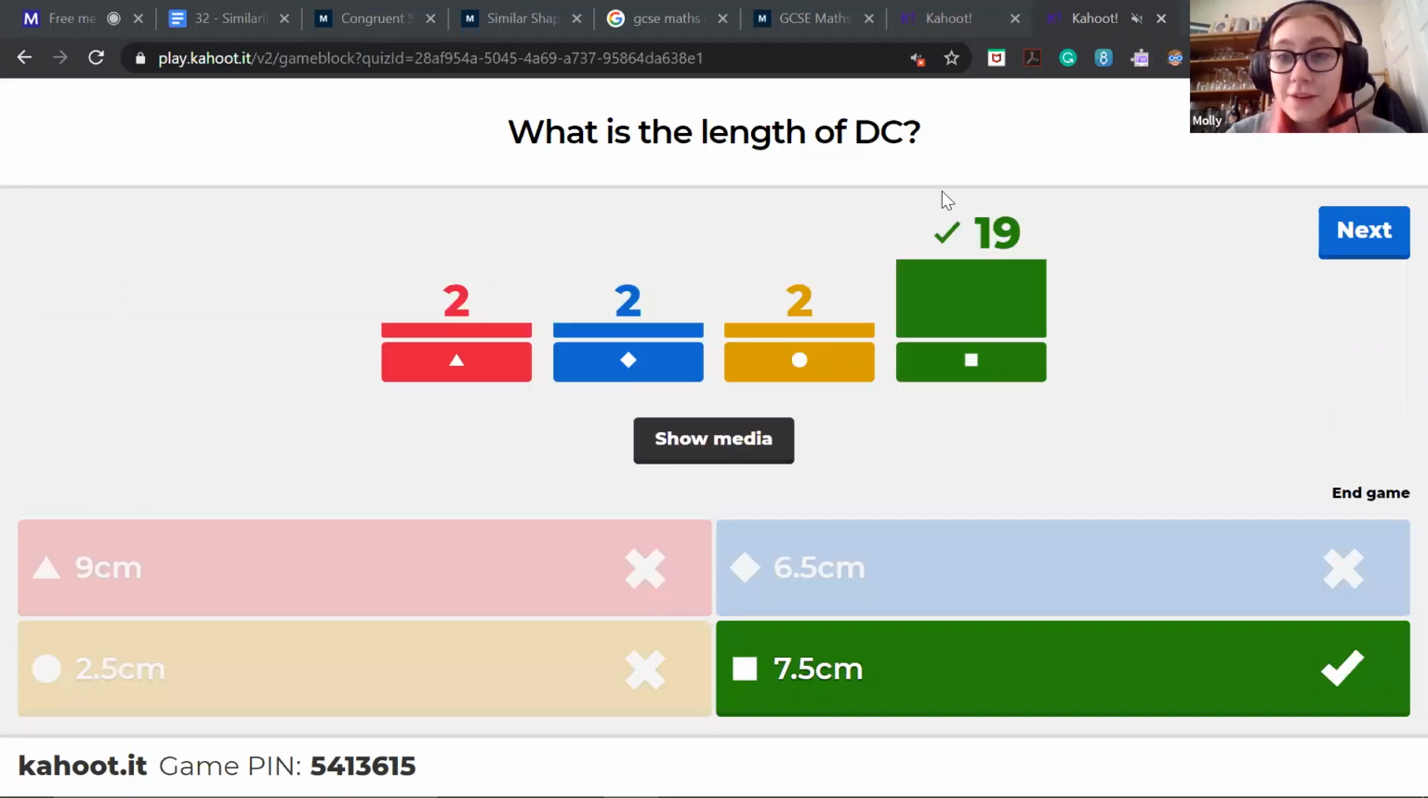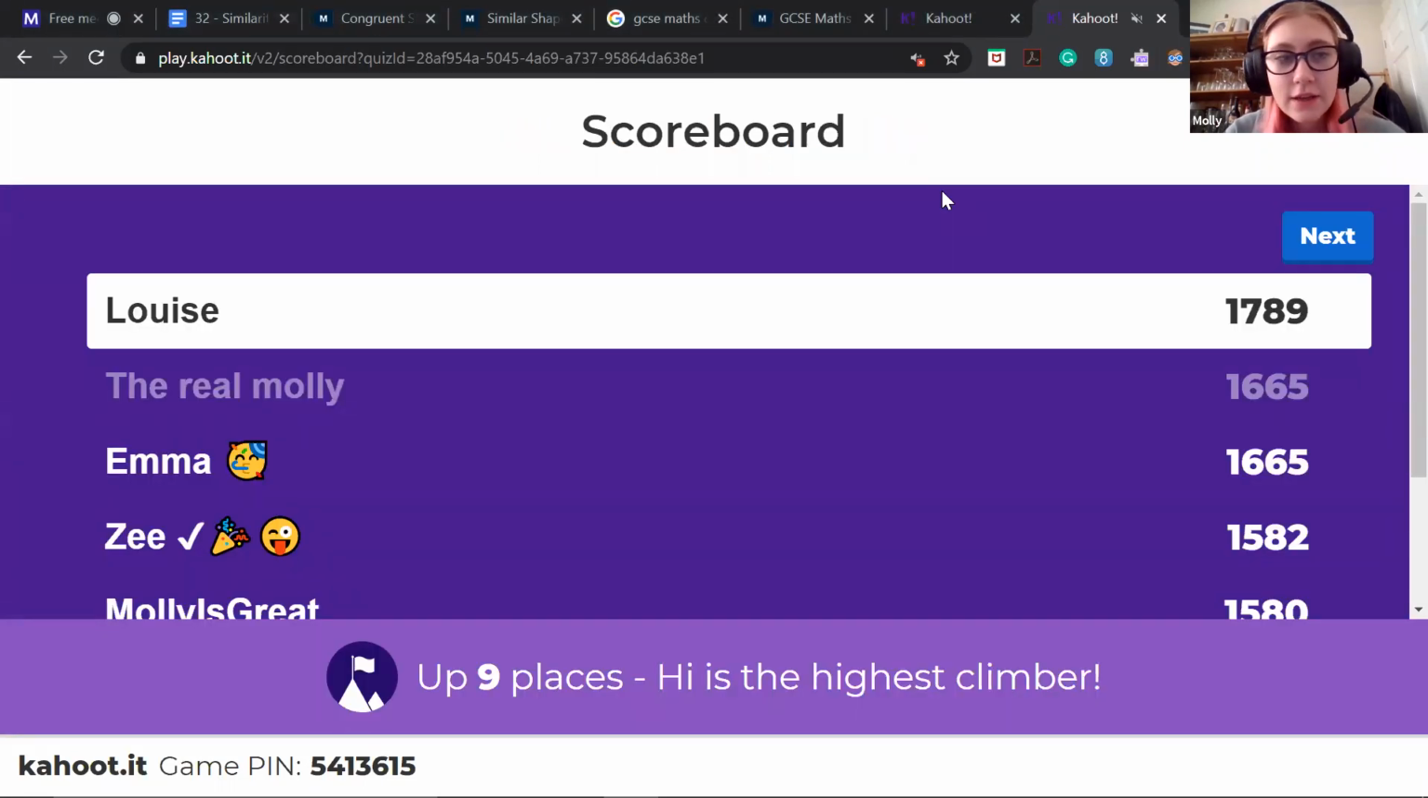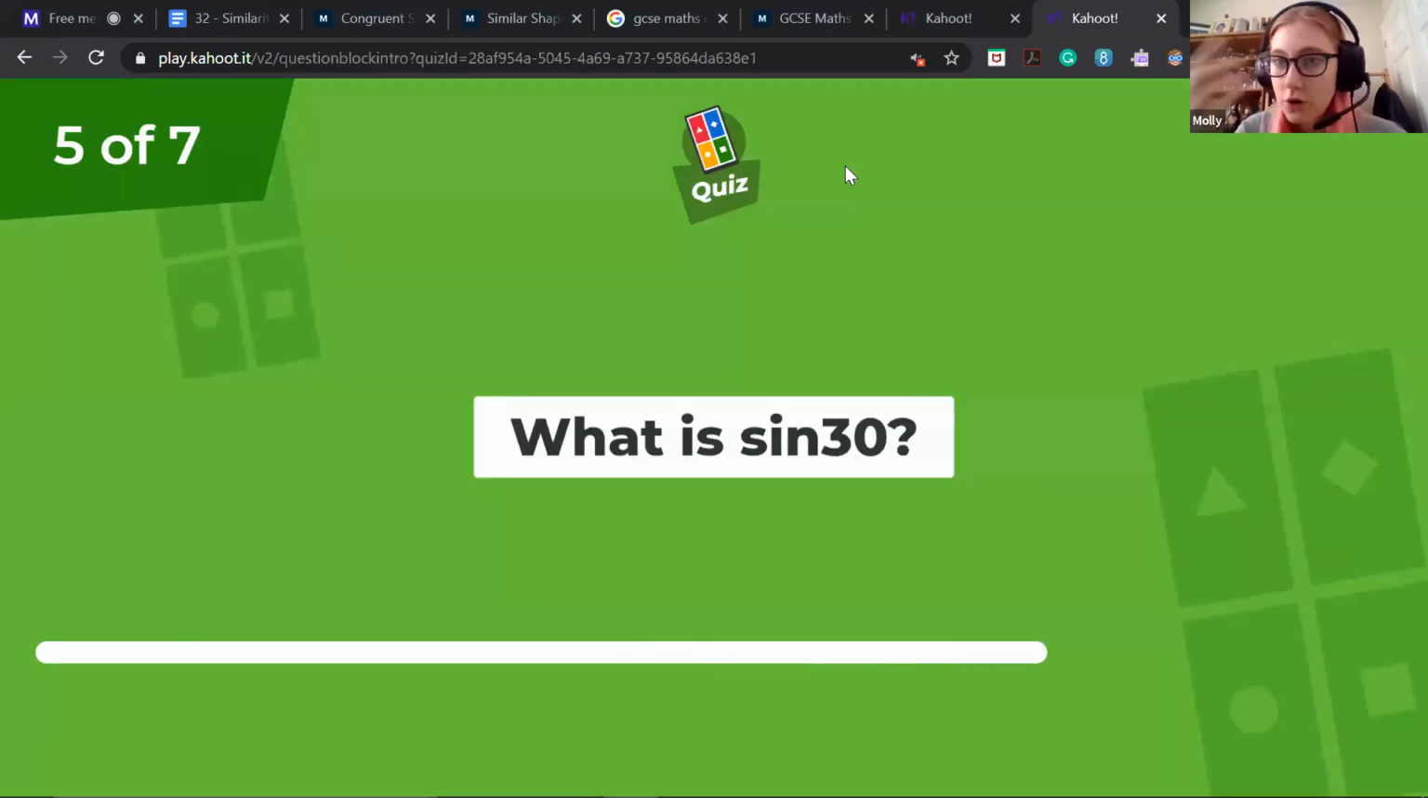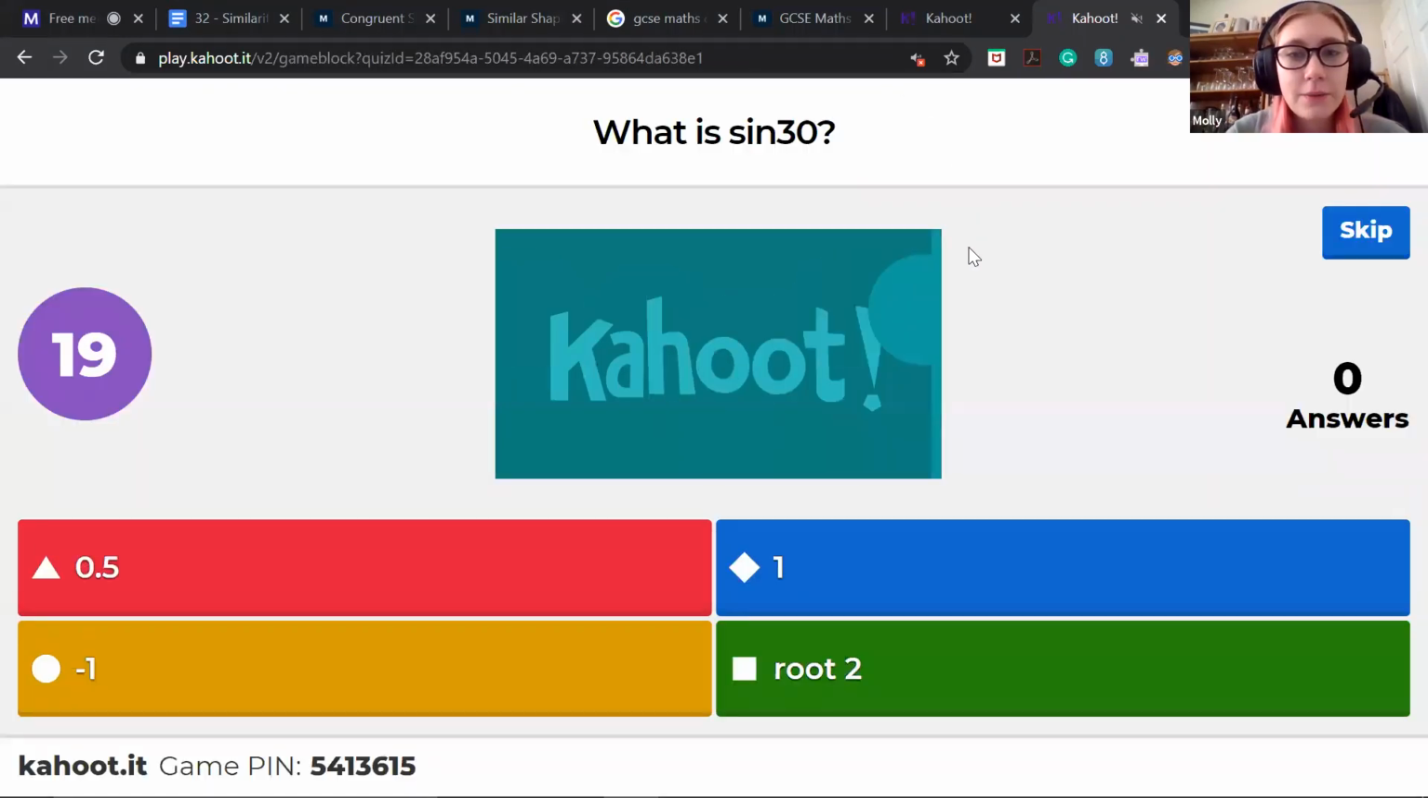Oh yeah, well done. Loads of you got that. Fantastic. Okay, it looks like similarity is a good one. And this is useful as well because it means that I'll spend a bit longer on congruence because everyone's doing really well on that.